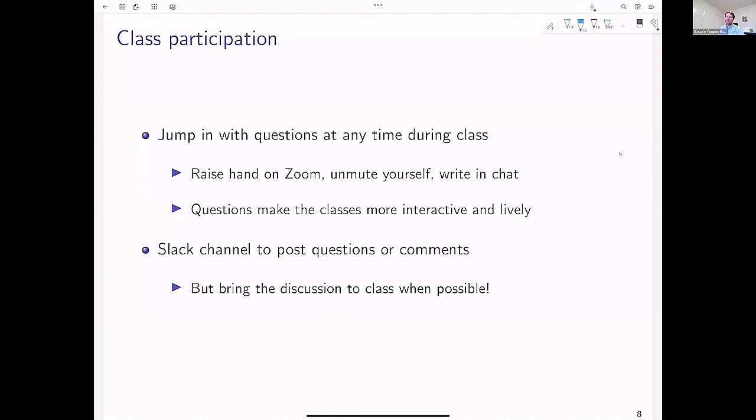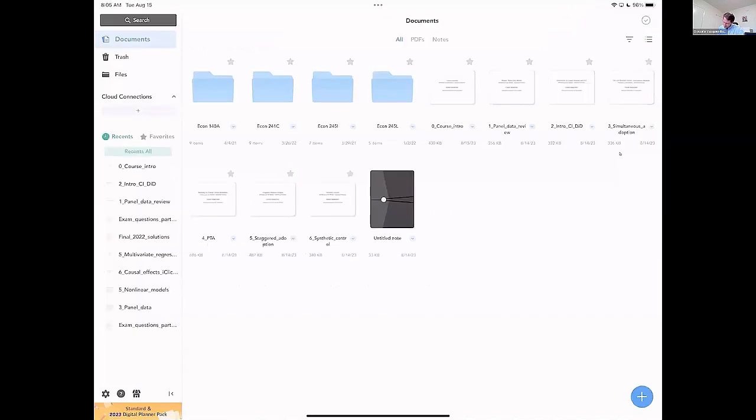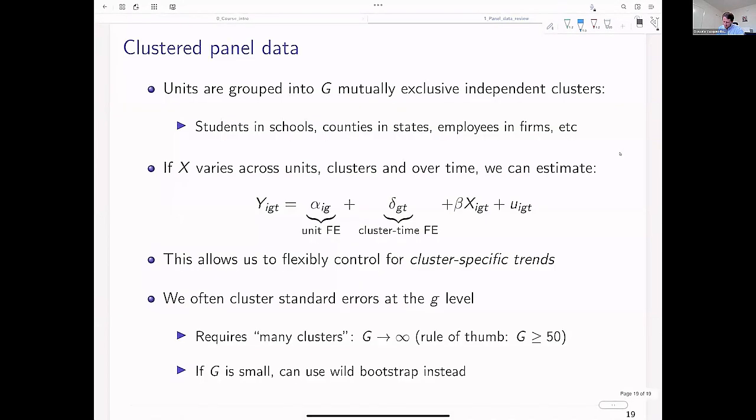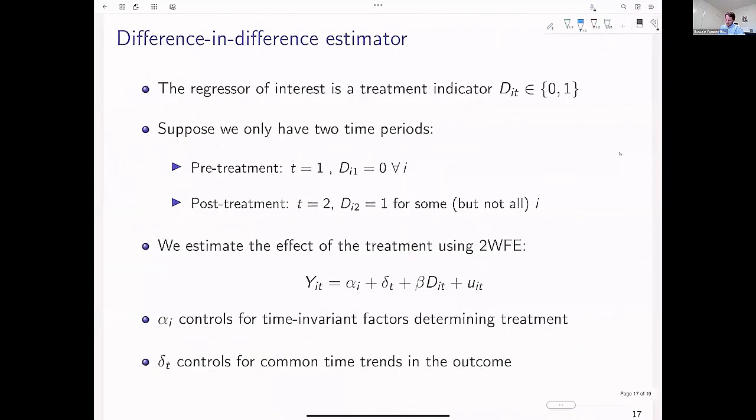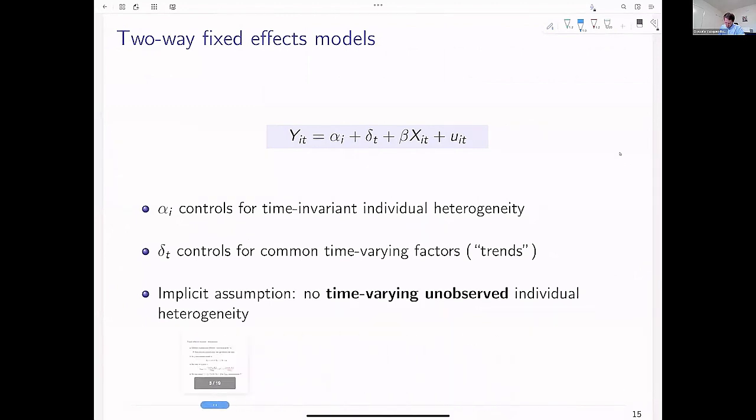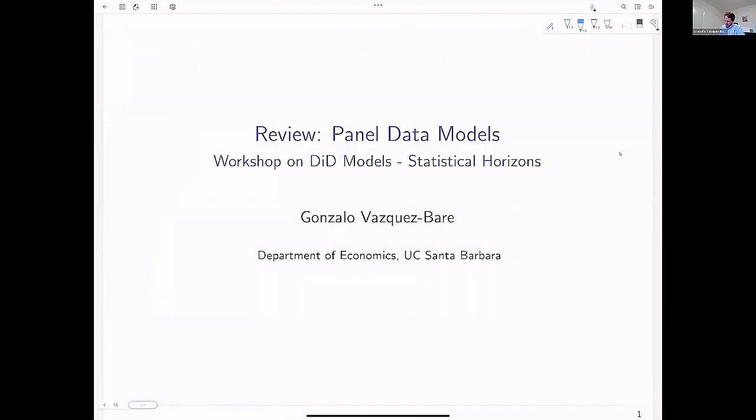Any questions about the class organization before I start with the actual material? Okay, no questions. If you don't ask questions, I just keep talking, and I talk a lot. So again, you're encouraged to interrupt me anytime you want.